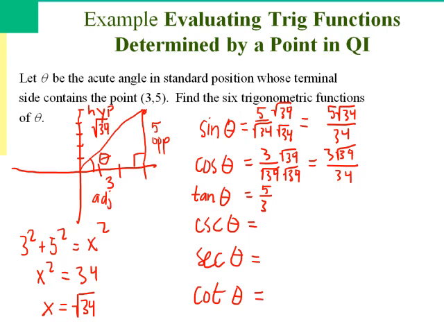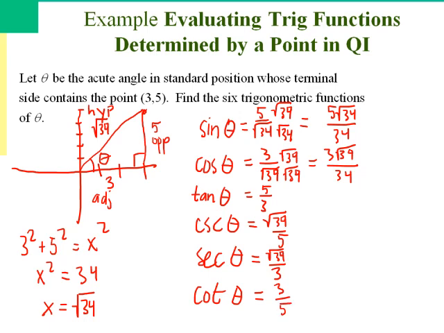Cosecant is the reciprocal of sine, so I get root 34 over 5. Secant is root 34 over 3, and cotangent would be 3 over 5.